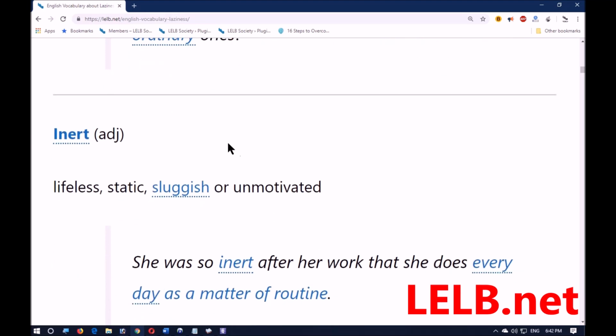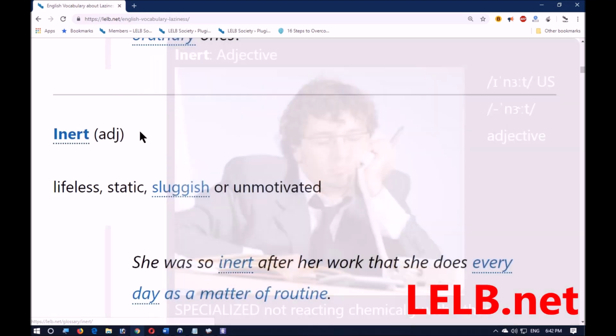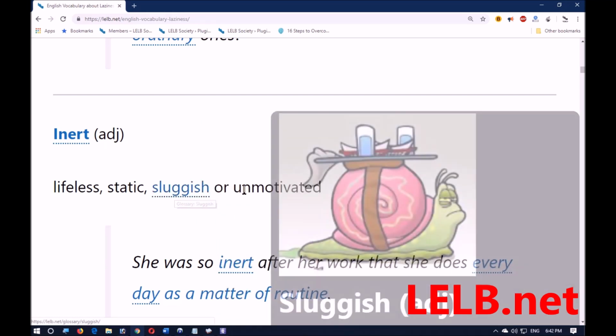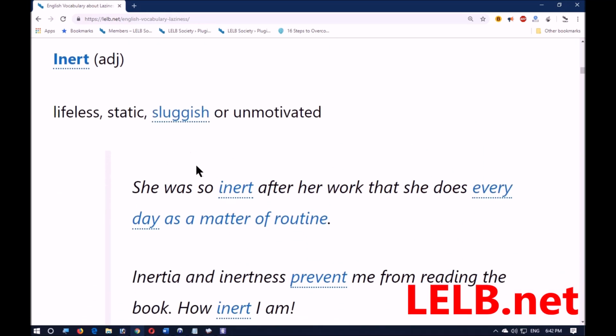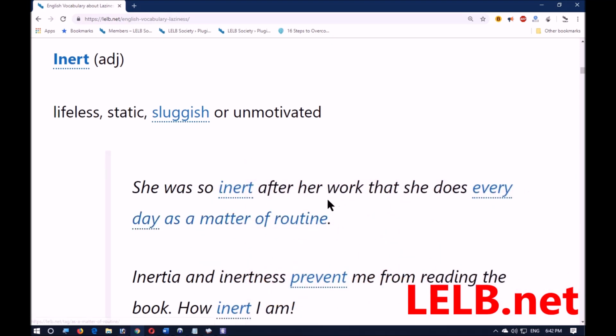It's a question. The next word is inert. Inert means not reacting. This is the first meaning, which has something to do with the chemical field, but the second meaning actually means lazy and not energetic. Lifeless, static, sluggish or unmotivated. She was inert after her work that she does every day, means on a daily basis or in a daily schedule, as a matter of routine.